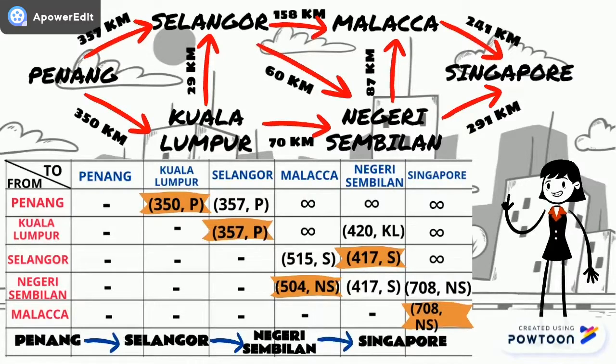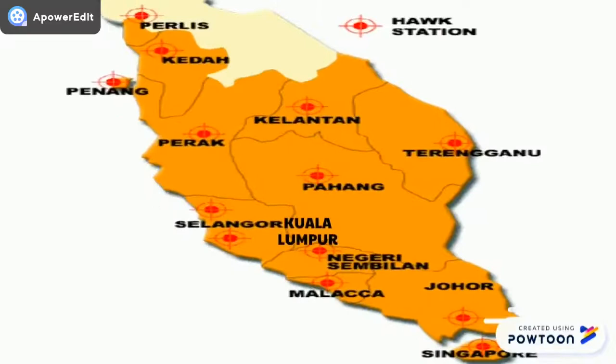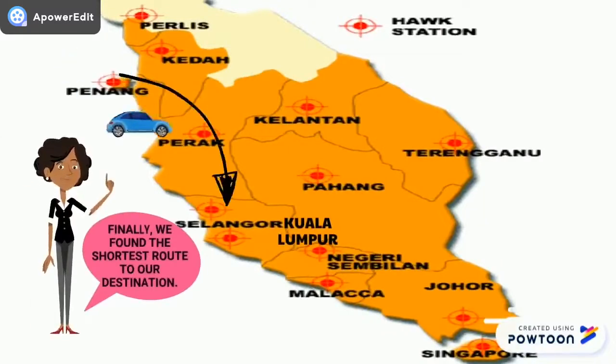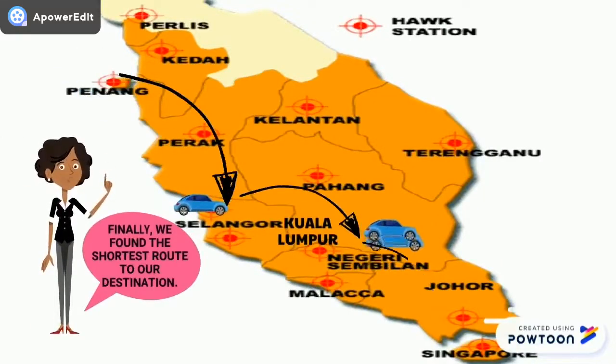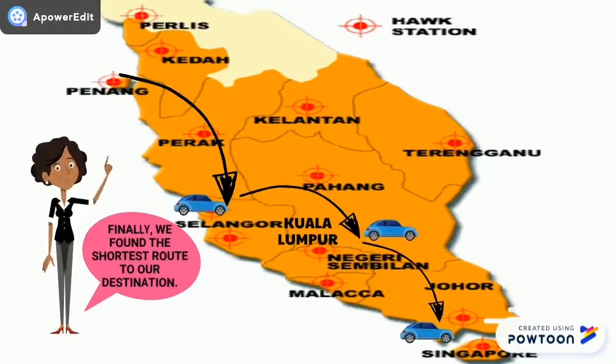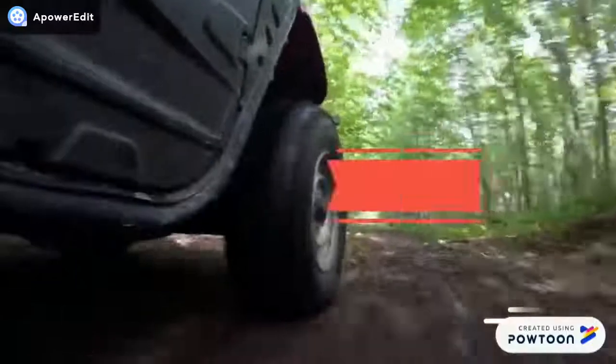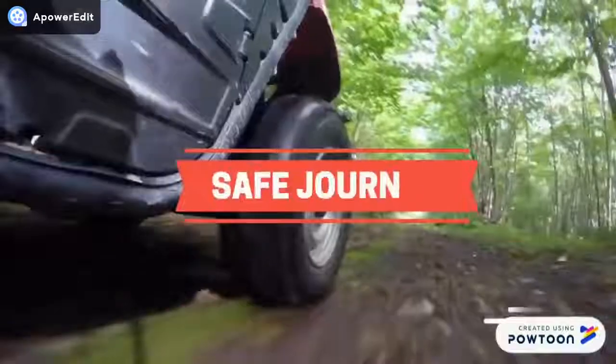Singapore as shown below. Now, we can finally start our trip to Singapore, starting from Penang, passing by Selangor, then to Negeri Sembilan, and finally reach our destination. Hence, we can use this path to travel to Singapore, and we can save our pocket money.